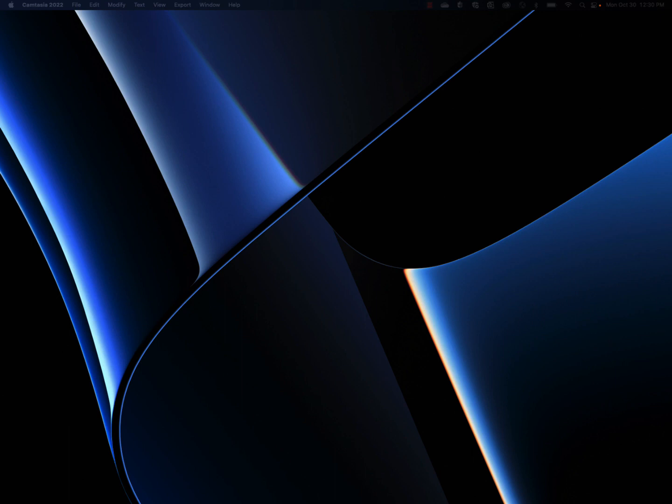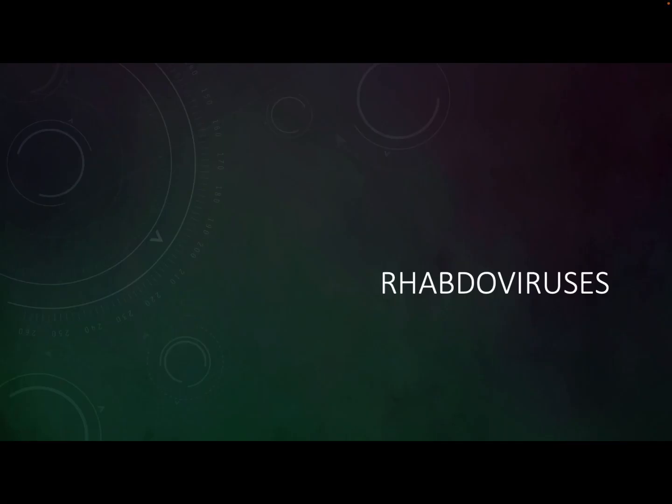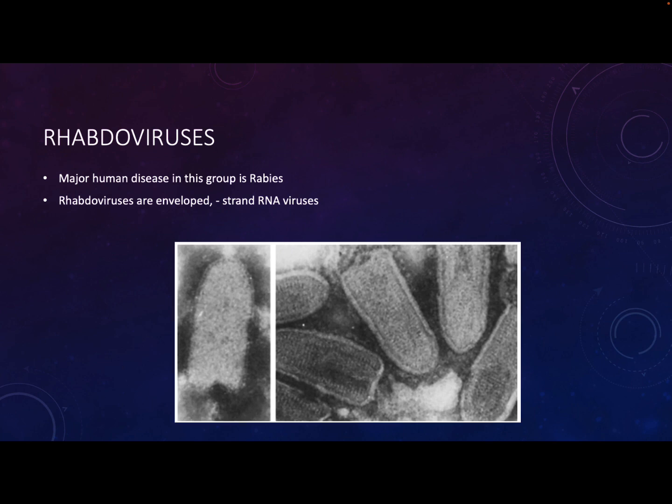All right. So some of the sections coming up only have a couple of slides. There's only one disease, so we go through it kind of quickly. Okay, rhabdoviruses are also enveloped negative sense strand viruses. The major disease in this family that we see in humans is rabies.